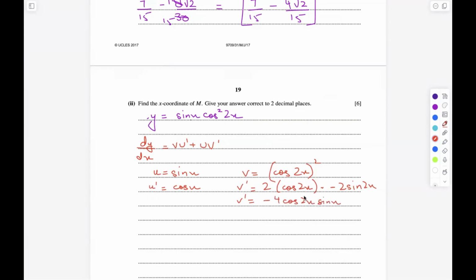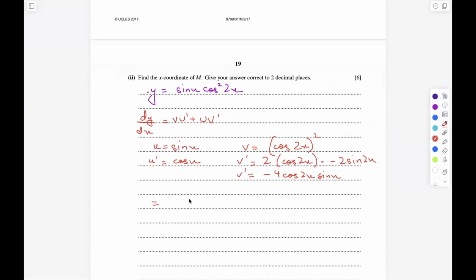So once we have the value of u dash and v dash, now we can just substitute these values. So v u dash will become, so v is cos squared 2x. So this will become cos squared of 2x multiplied by cos of x. And as it is a maximum point, so now we can put dy dx equal to 0. Plus, and u v dash will become sine x into minus 4 cos 2x sine 2x.